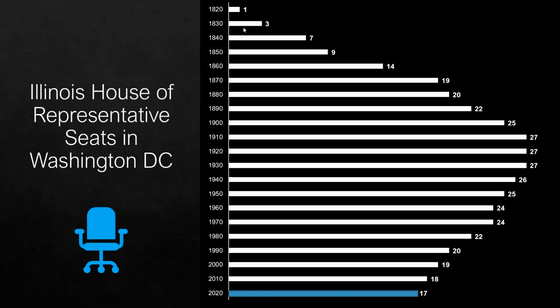And you can see how Illinois gained in population all the way through to 1930, and then that's when all the westward expansion really started to hit. And so us losing seats really doesn't have anything to do with losing population, because we actually gained population during that time frame, but has more to do with how much population growth there was towards the west.